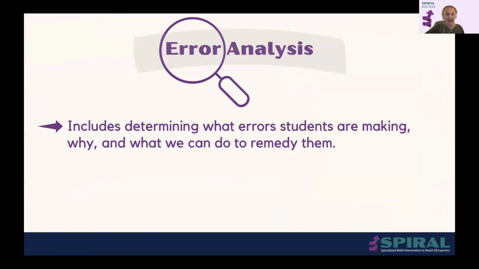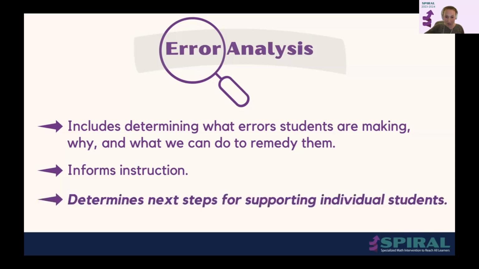Error analysis consists of determining what errors students are making, why they're making those errors, and then what we can do to remedy them. So, error analysis in turn informs our instruction. And most importantly, within Spiral, it determines our next steps for supporting individual students. So we hope that in Spiral, that means time spent in small group instruction or even one-on-one intervention.